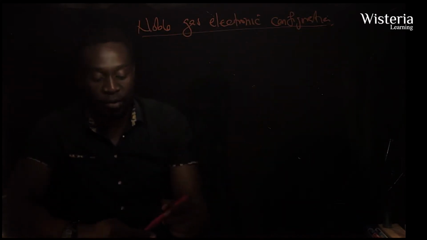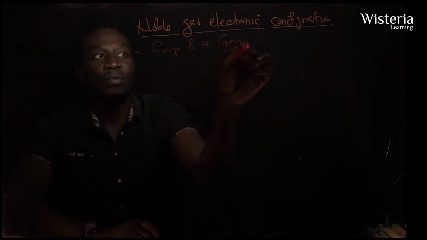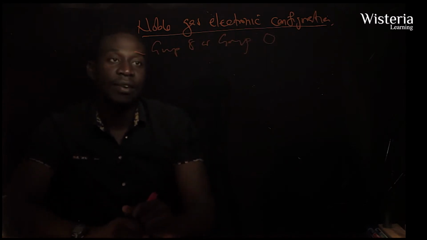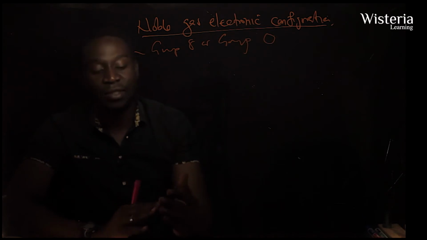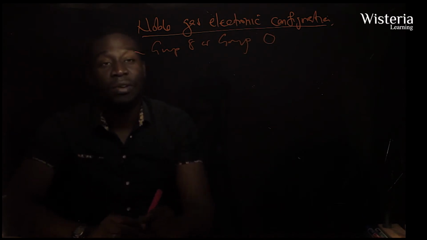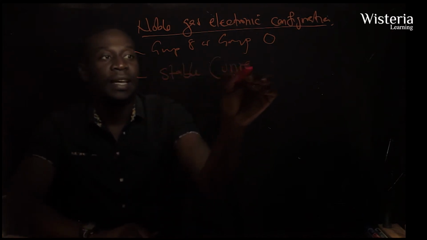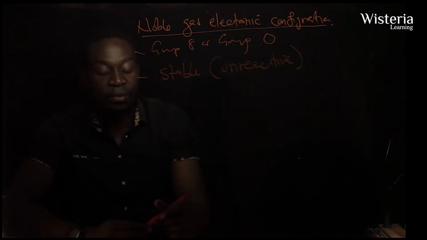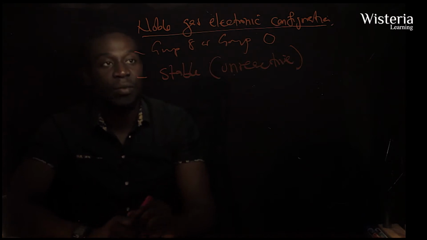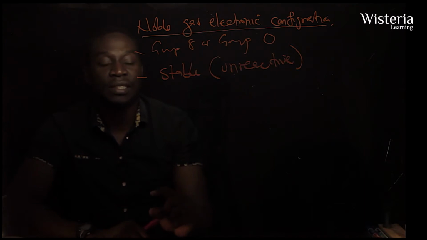Okay. So the noble gases are found in group 8, or group 0, of the periodic table. These gases are found in this group because they've got either 2 electrons or 8 electrons in their outermost shell. They are called noble gases because they are stable, meaning that they are unreactive. They do not combine with any other atom to form compounds. So why are they called stable? Because they've got 8 or 2 electrons in their outermost shell.